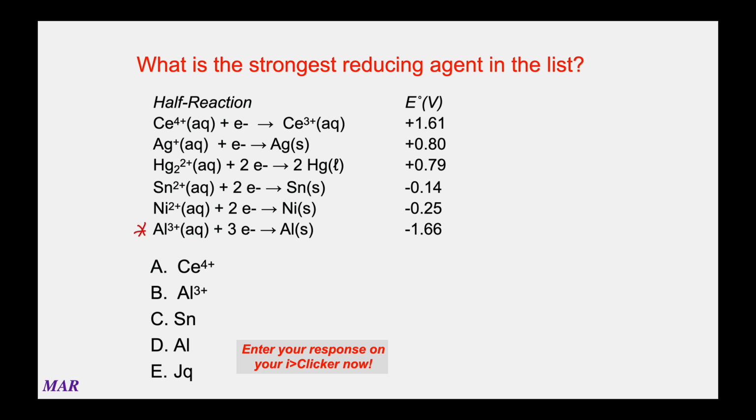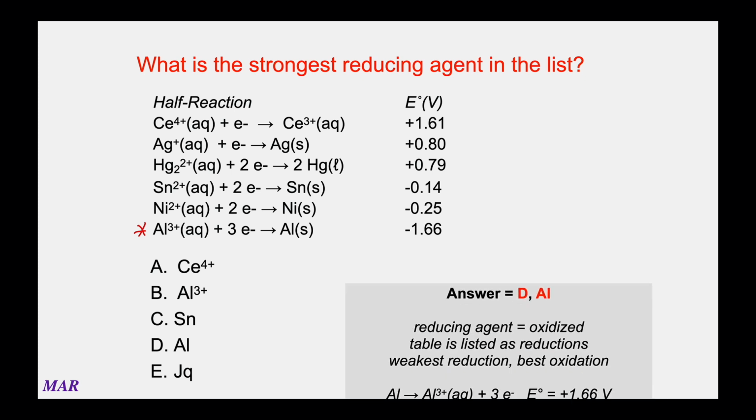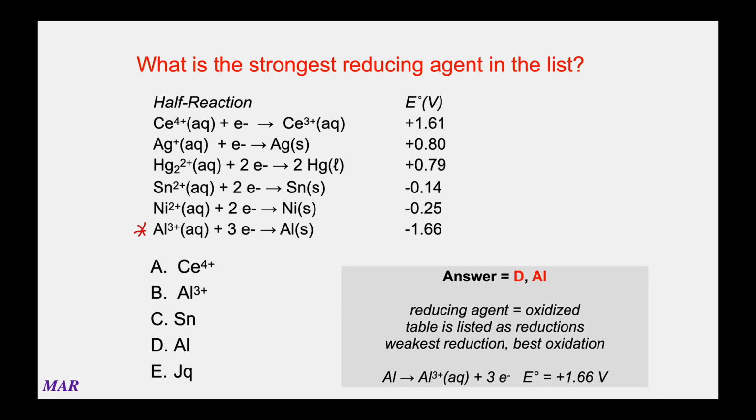if you flip the aluminum one, so you end up with aluminum metal making aluminum 3+ plus 3 electrons, well, that's being oxidized. Aluminum would be the reducing agent. That would have a value of positive 1.66 volts. And that's the biggest voltage of all of these. Aluminum is going to be your best reducing agent. It is most likely to be oxidized. That's what reducing agent means.